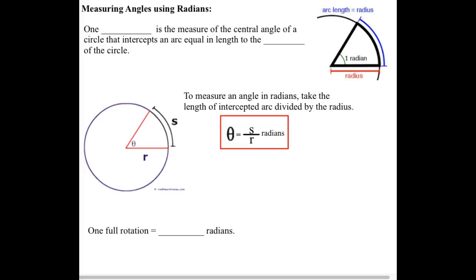All right, so we just talked about your predictions. Most of you are saying somewhere around 6. I want you to think of a circle, okay? What's the formula we have for the circumference of a circle?